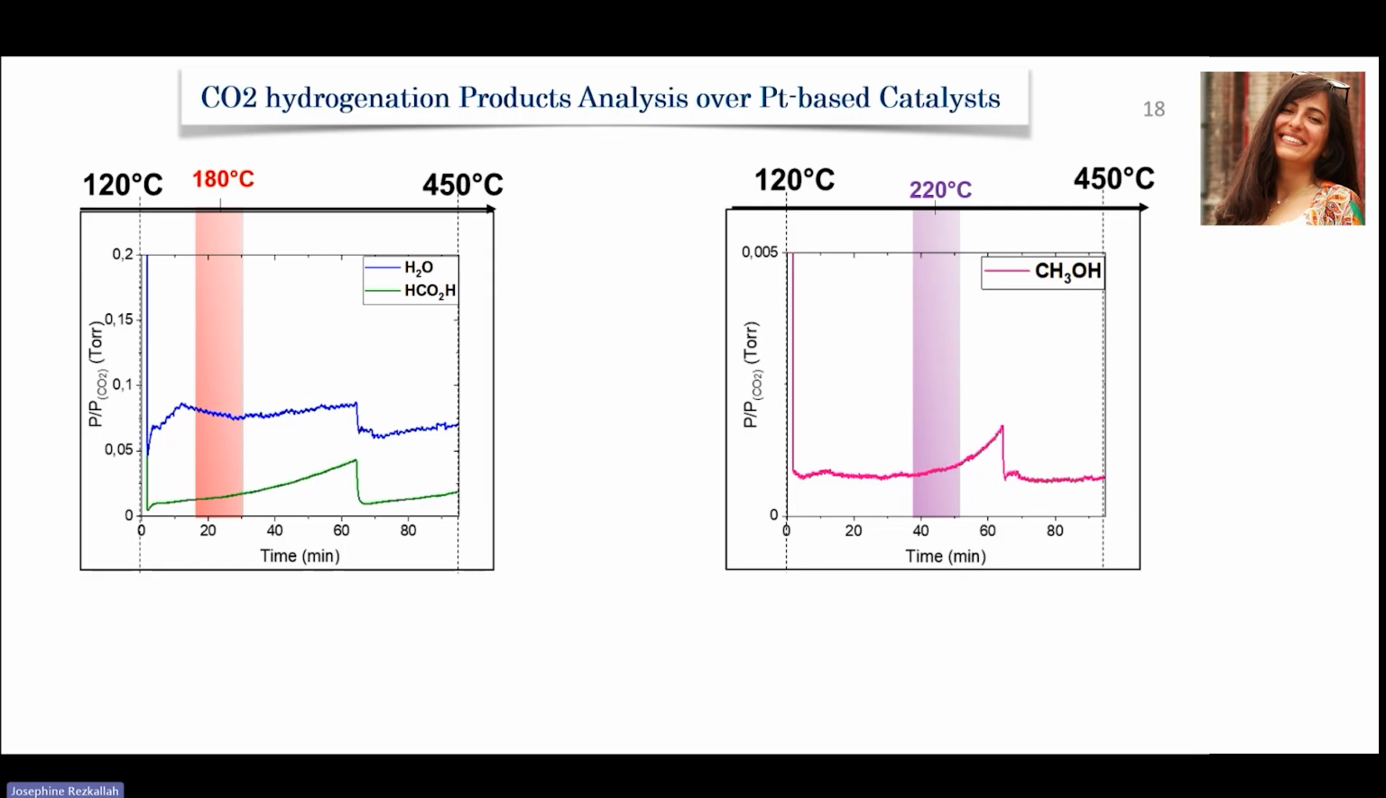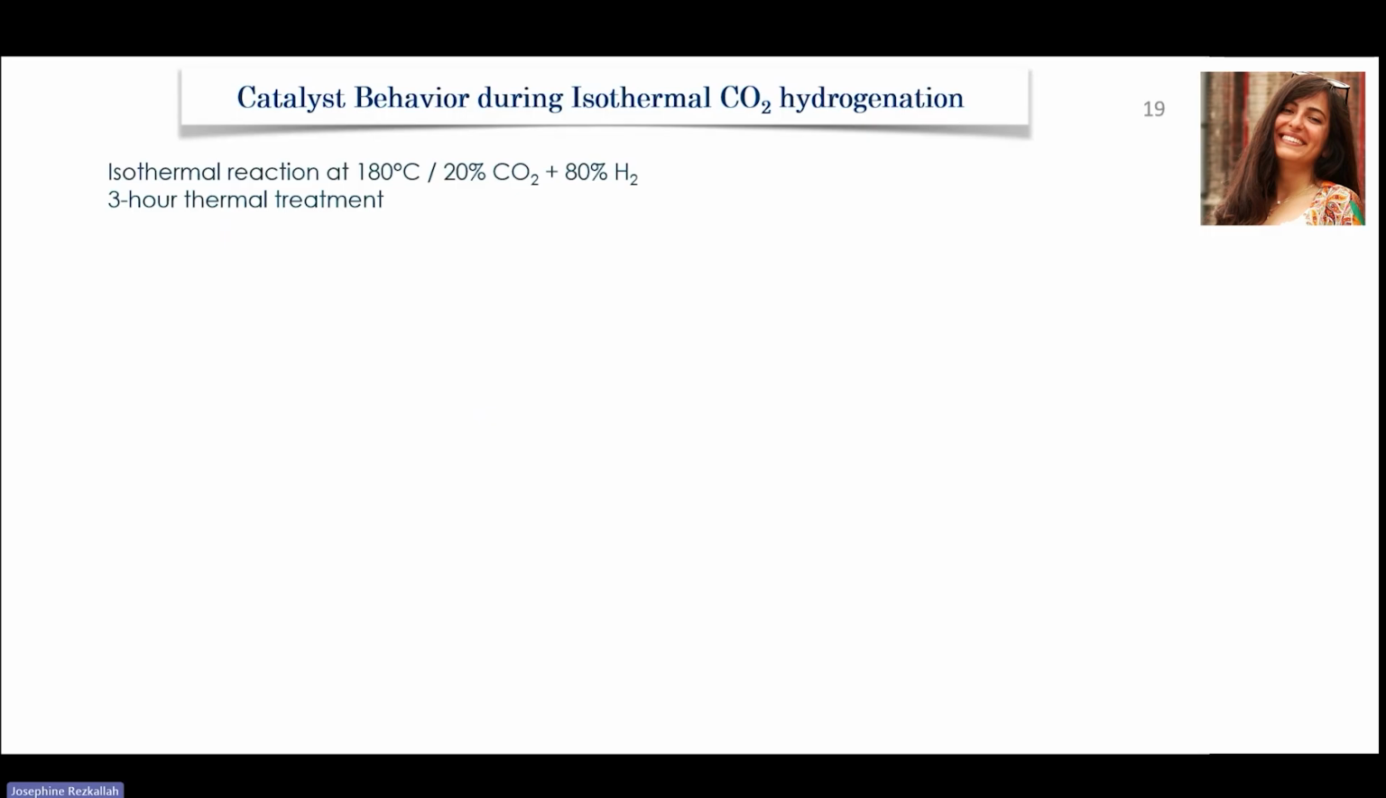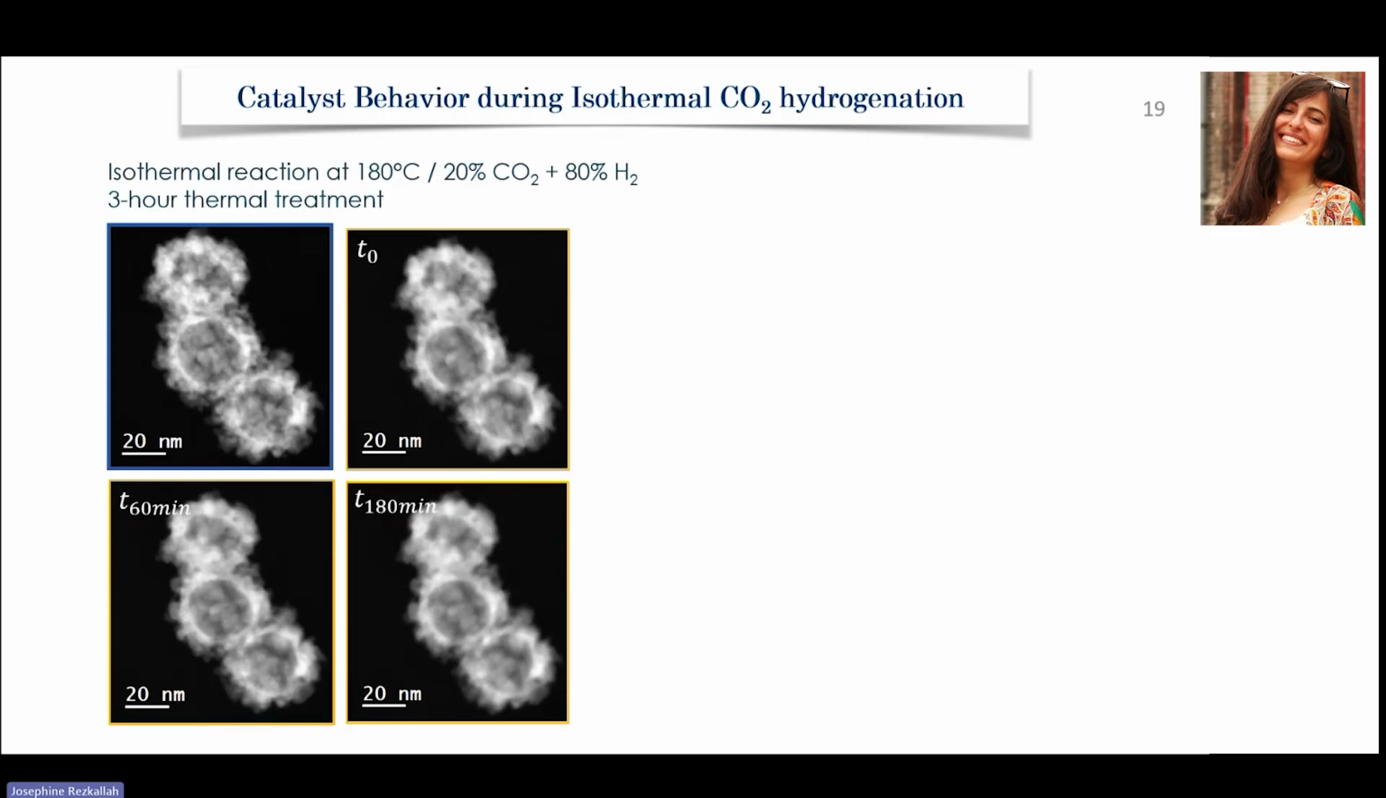All along the experiment, there is a continuous increase in the reaction products. This indicates also that the catalyst didn't deactivate by carbon monoxide poison, for example. As a final experiment, an isothermal reaction at the onset temperature at 180 degrees for 3 hours is conducted. We've conducted it to observe the morphological evolution of these particles as a function of temperature only.